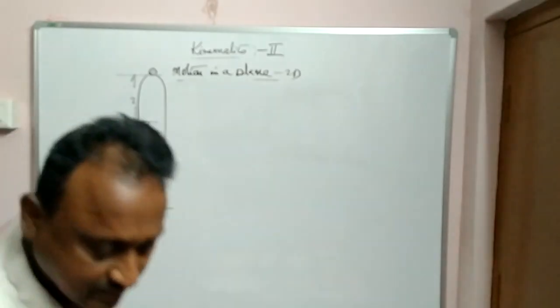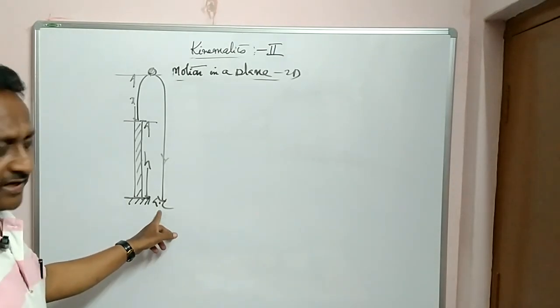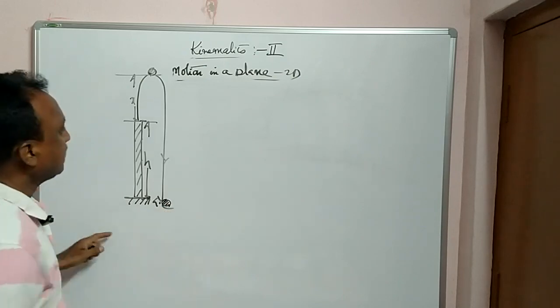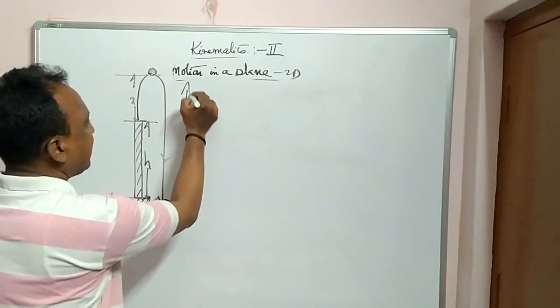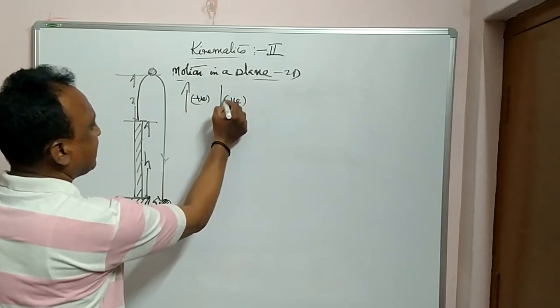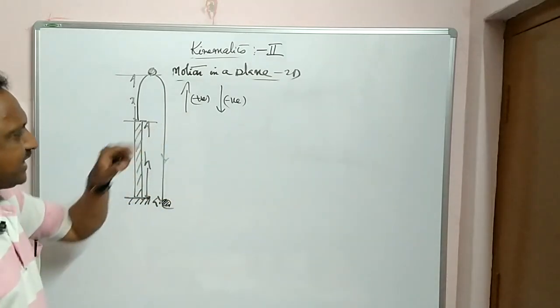Now in this case we have to find an equation and time. What is the time taken by that body to come to the ground? So here I will take a sign convention: upward journey I will take as positive, and downward journey I will take as negative.